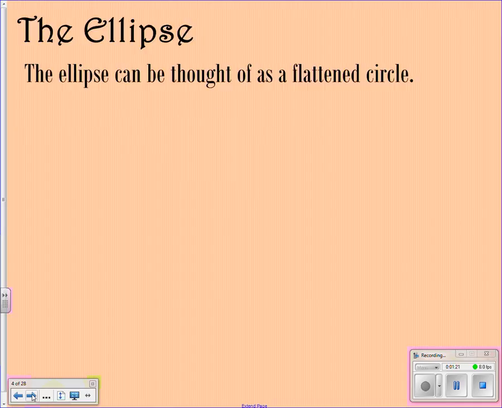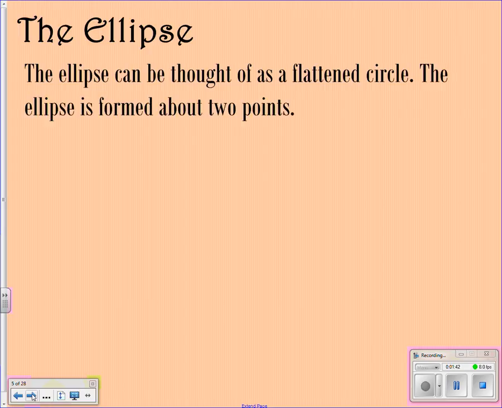So an ellipse can be thought of as a flattened circle. The word that you probably learned in elementary school was an oval. But the mathematical term for an oval is actually an ellipse. So if you're talking about an oval, it's the same thing as an ellipse. Okay? It's a flattened circle.